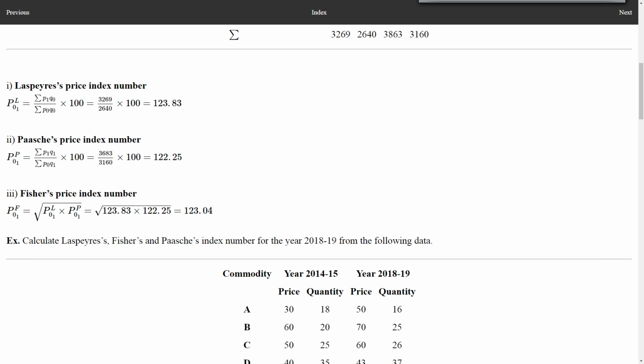Fisher's price index number is the geometric mean of last year's and past year's price index numbers. So it is given by the square root of P01L into P01P, that is, 123.83 multiplied by 122.25, which is equal to 123.04.